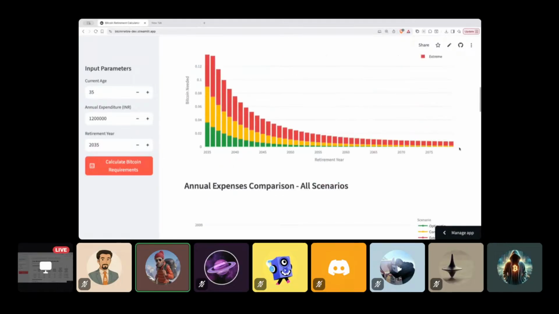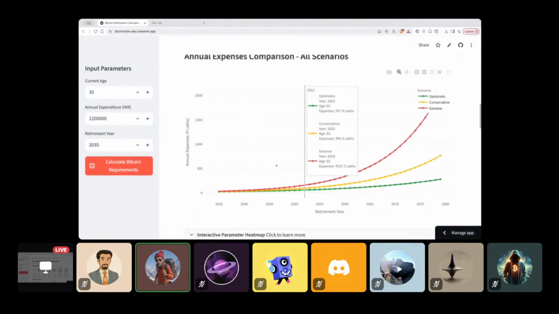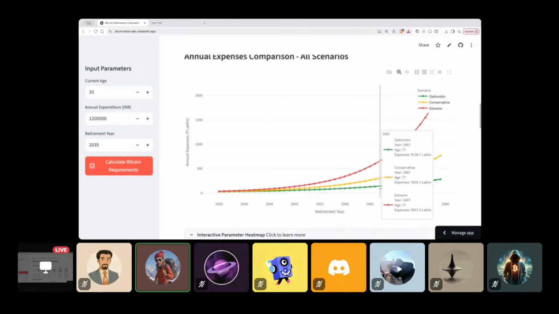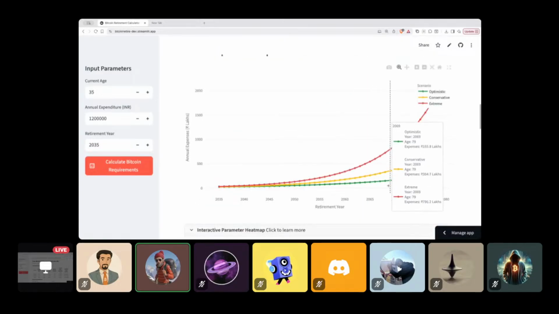So this will be how you will be spending down your BTC. Then this is how your 12 lakh expenditure that you are incurring now will increase. In the optimistic case where we assume 6% inflation, this is how your expenses will go, and probably when you are 90, your 12 lakh will likely be 2 crore 79 lakhs, around that ballpark figure.